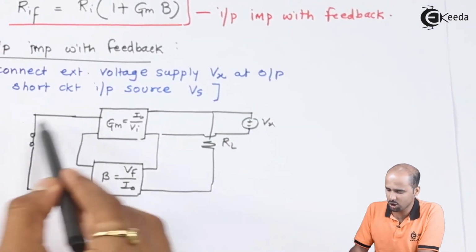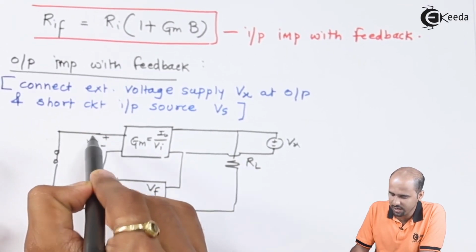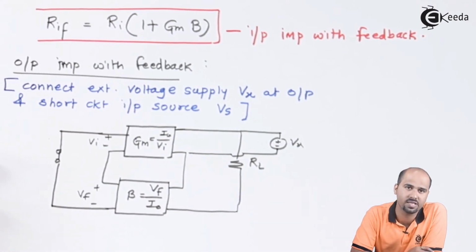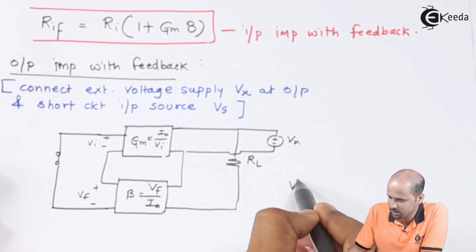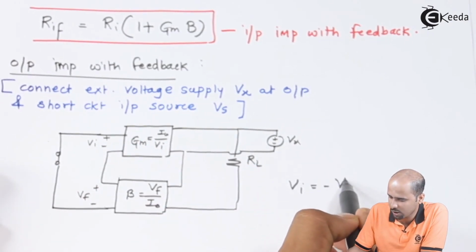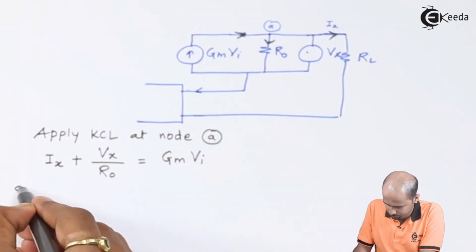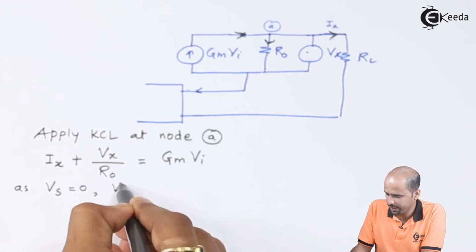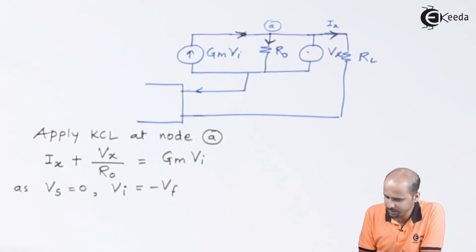So we have done the short circuit at the input side. Our conclusion is that whatever Vi I will be getting is exactly the same as that of Vf as far as magnitude is considered. So here my conclusion is Vi is equal to minus of Vf, right? As Vs is equal to 0, we will write Vi is equal to minus of Vf, right?